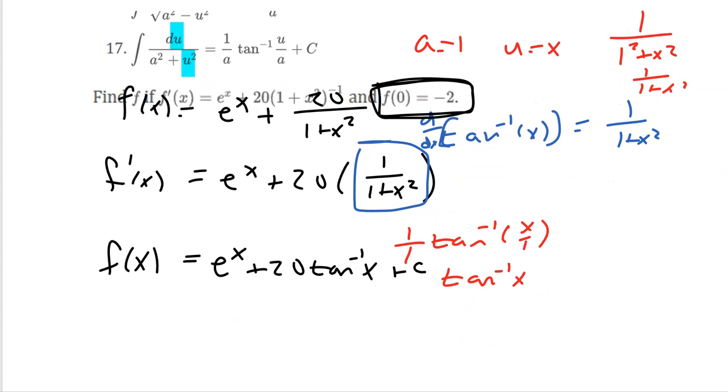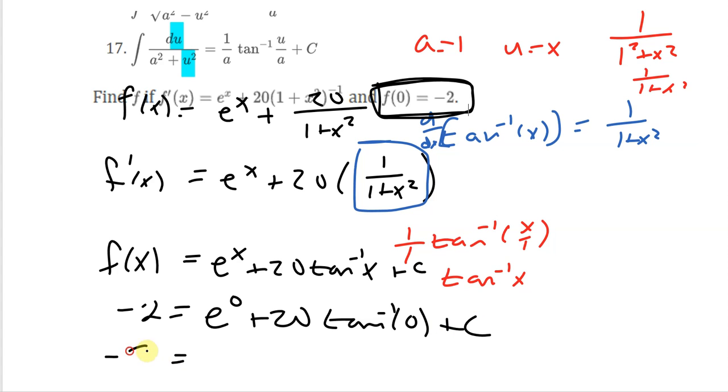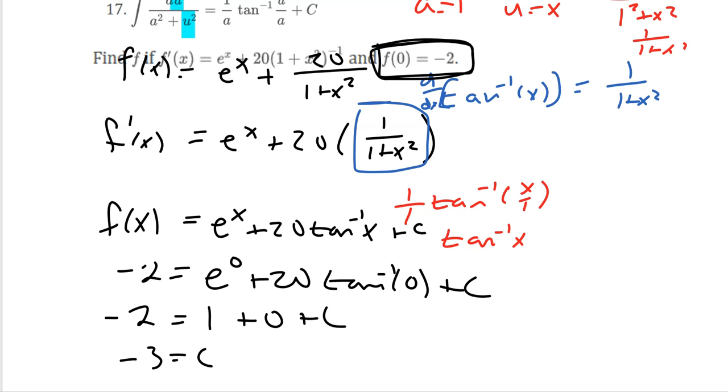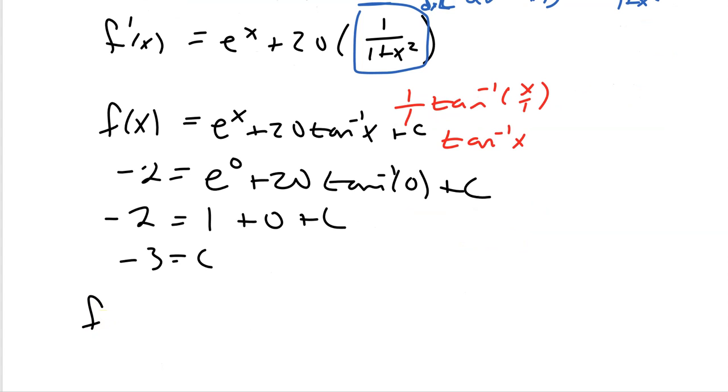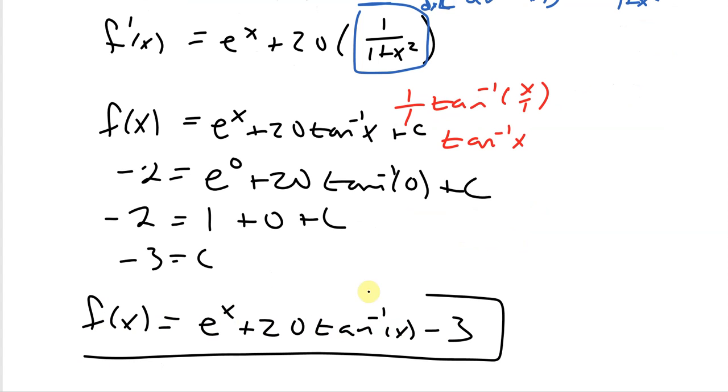So what that means is that we have this plus c at the end. If we know what some value is for the function, okay, then we can always substitute that in and solve for the constant. So I know f of 0 is supposed to be negative 2. So negative 2 is going to be e to the 0 plus 20 times tangent inverse of 0. So tangent inverse of 0 is just going to be 0, plus c. So we get negative 2 equals 1 plus 0 plus c. So negative 3 is equal to our constant. So we actually have a specific function here, not just a general antiderivative, but a very specific one, because it gave us an ordered pair that it was supposed to satisfy. So there is our antiderivative.